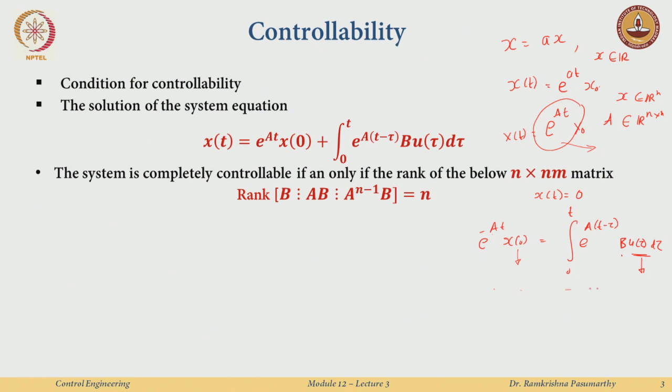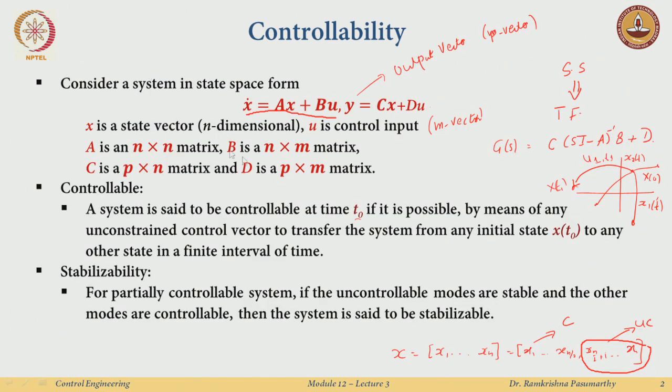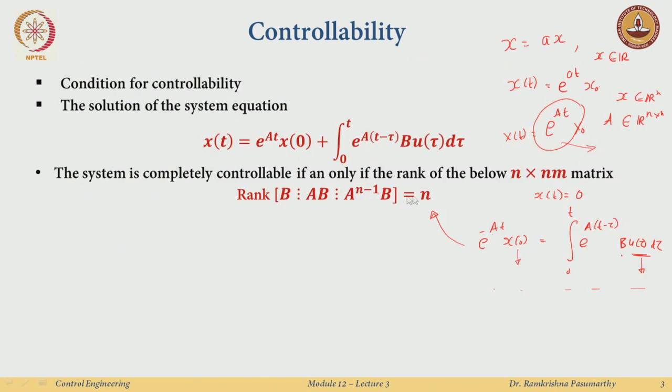Again, I will not go into the details of computing the solution, but I will directly introduce the way of checking this. The system is completely controllable if and only if the rank of this matrix, built from n cross n times n cross m, where B is an n cross m matrix, and I keep on doing this, is n. Then the system is completely controllable. Let us do something else now, to really understand these concepts in a different way.